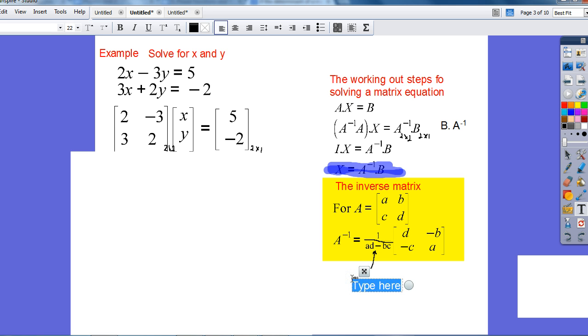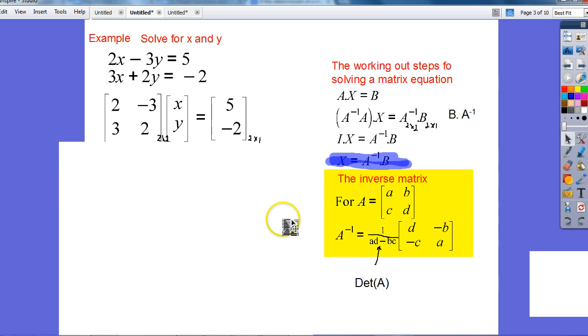And we use a det of A. Det of matrix A as the notation to represent the determinant. Okay, so let's apply this to our situation here.